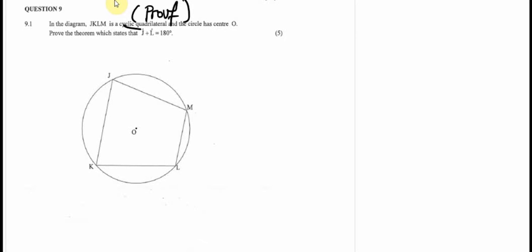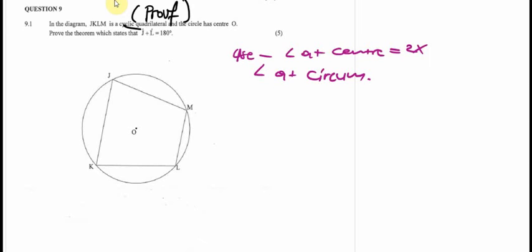And to do that, we're going to use angle at center equals twice the angle at circumference. So the angle at center will be equal to twice the angle at circumference, so circum. This is the only reason that you're going to be using in order to prove this. So it's the easiest proof for this.